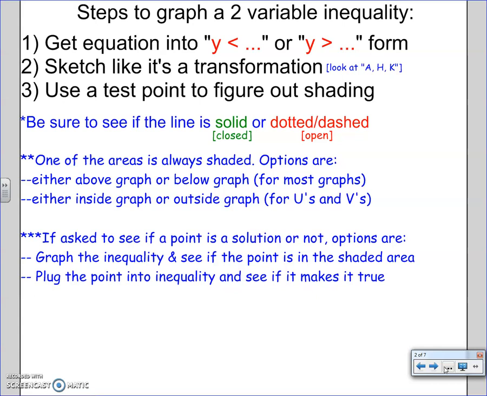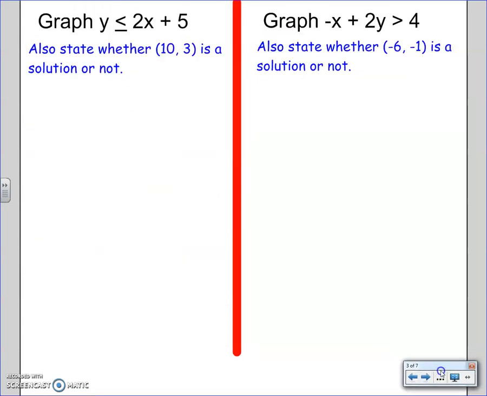And lastly, if they ask you to see if a point is a solution or not, you have two options. The longer option is to graph the whole thing and see if that point is obviously in the shaded area. But we're sketching, so sometimes it's too hard to tell, too close. So the second option, the smarter and faster one, is to plug the point into the inequality and see if it's true. If it's true, it's correct. If it's false, that's not in the correct area. It's not a solution.